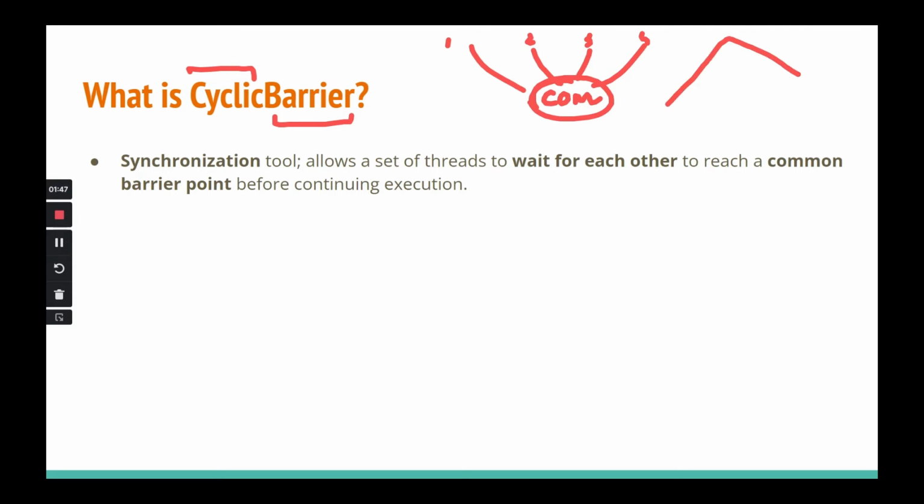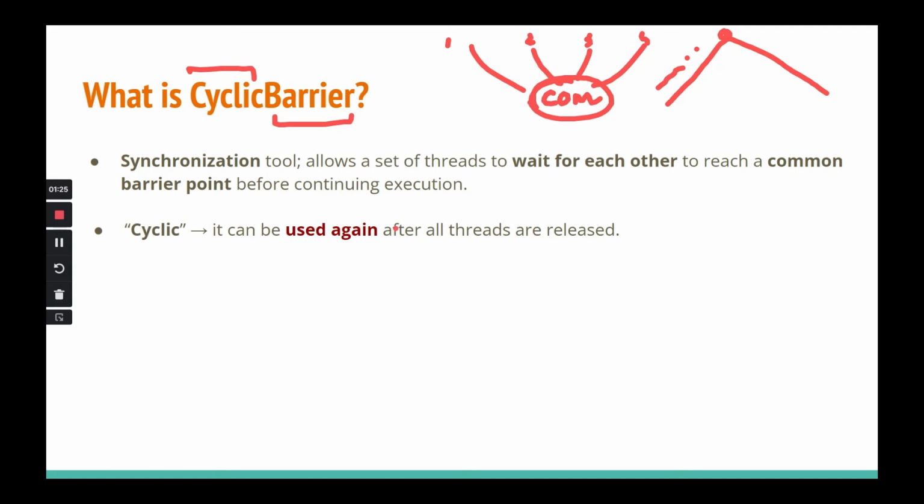You can think of it like a hilltop. 4 friends are trying to climb up. One of them has climbed up and reached the common destination, and the others are on the way. So each one of them reaches and waits for the other friends. It might seem a little bit similar to what we have discussed. This is also something similar to CountDownLatch, but we'll see gradually what the difference is.